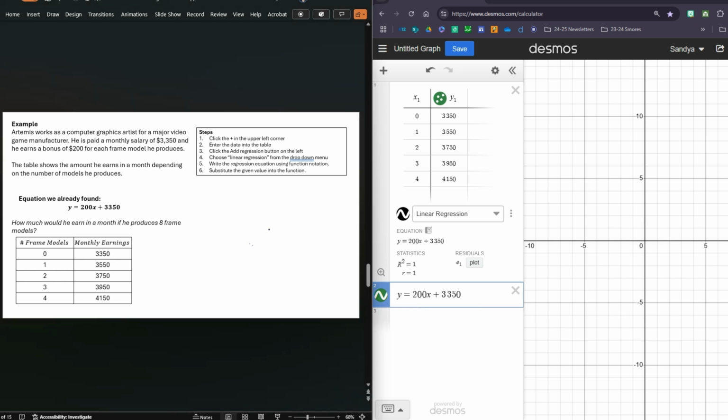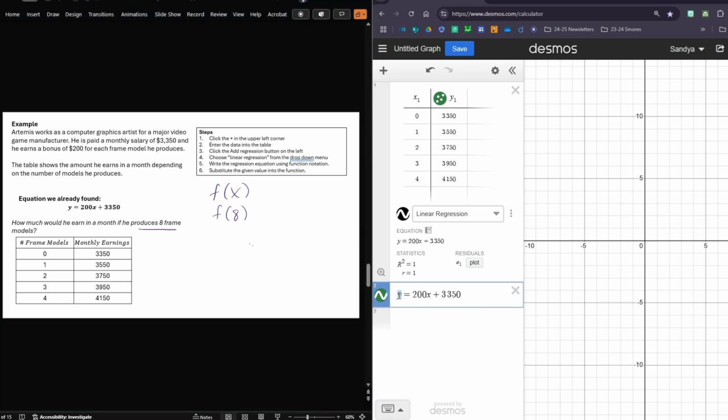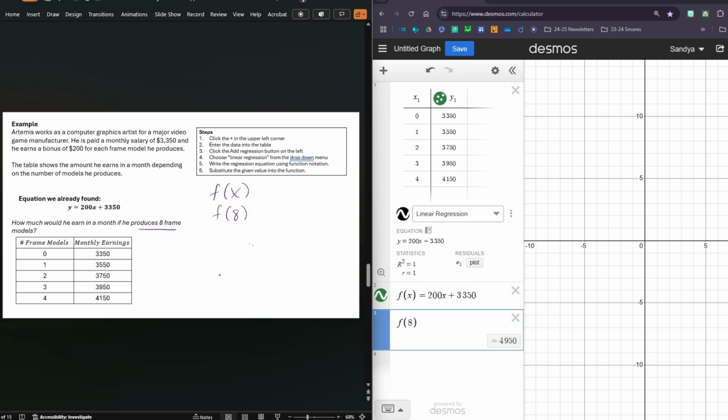And if we start to think about our equation as a function, instead of y, if we think about this as f of x, if we're trying to find the amount when he produces 8 frame models, we're really asking what is f of 8? And actually, Desmos will calculate this for us. All you need to do is go here, and instead of y, type f of x. Once you have f of x, you go to the next row, and then you type f of 8. And then it'll go ahead and calculate that value for you. So he'll earn $4,950 in a month where he produces 8 frame models.